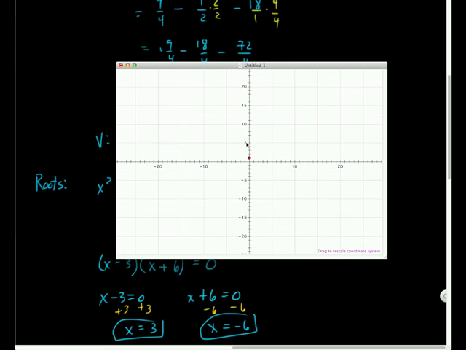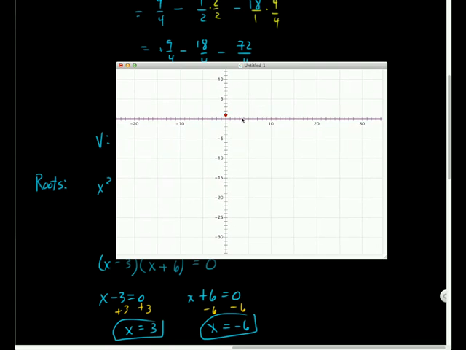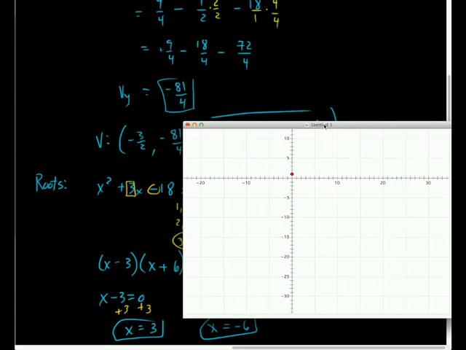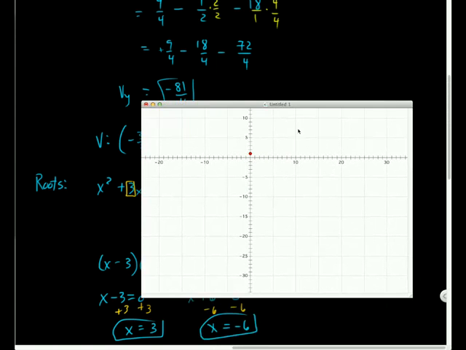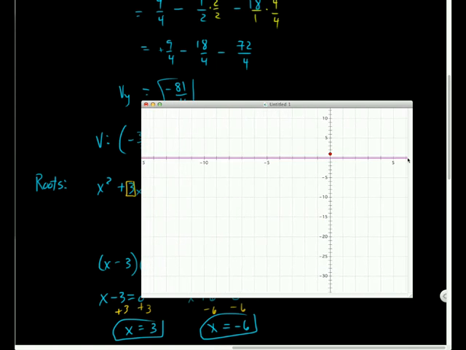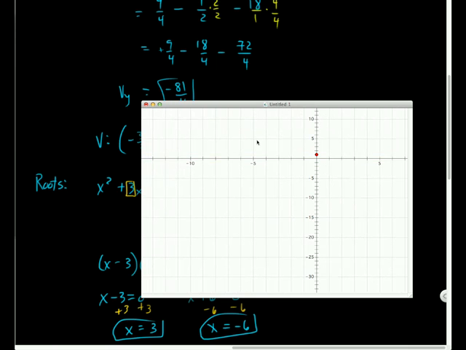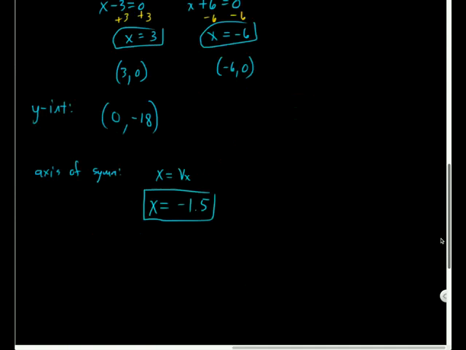Was it negative 20 1/4, something like that? And I think our y-intercept was at negative 18. Our x-intercepts were at 3 and negative 6. So horizontally speaking, I don't need that much space. Let me hide that point, and just grab a snapshot of these axes. And let's plot this, so paste.